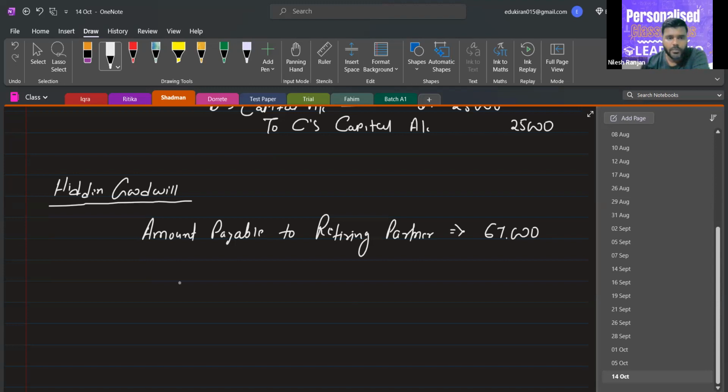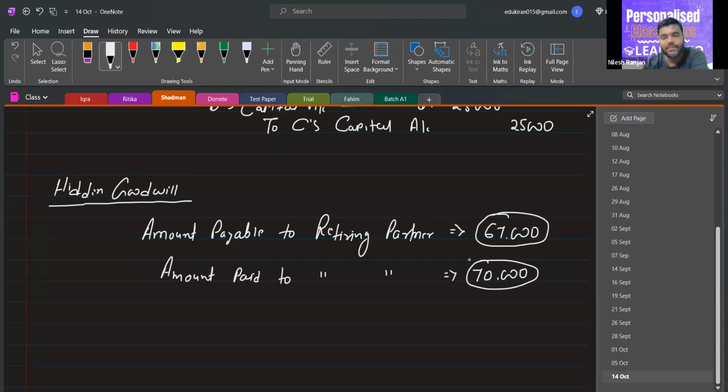But the amount paid to the retiring partner is 70,000. So the amount payable is 67,000 and the amount we actually paid to him is 70,000. So why would anyone pay more than the actual amount payable?